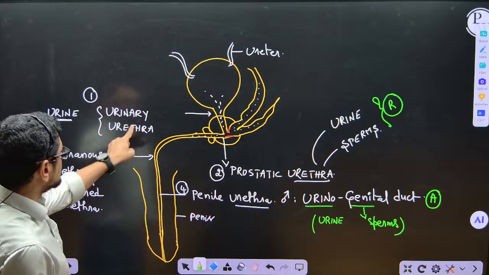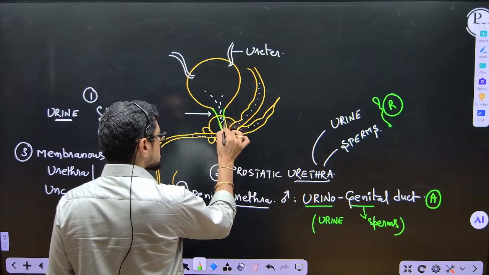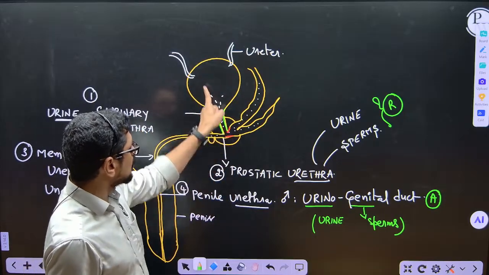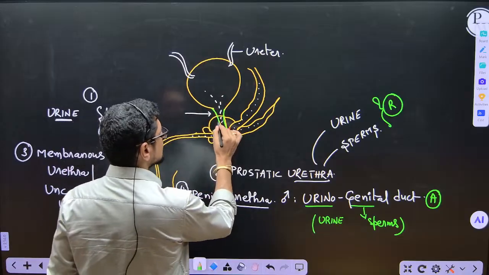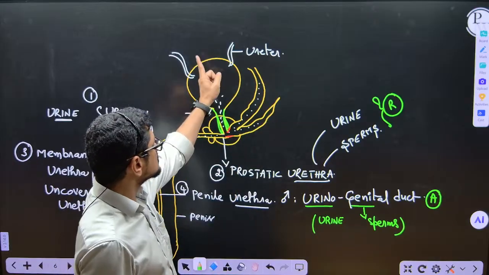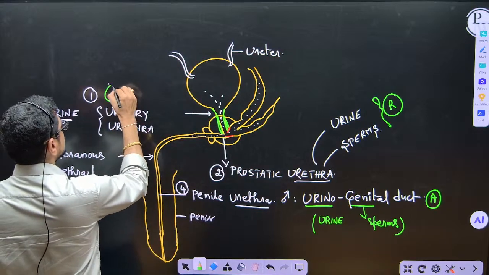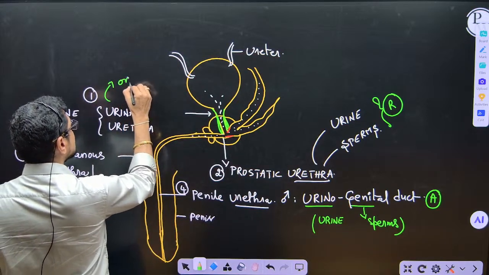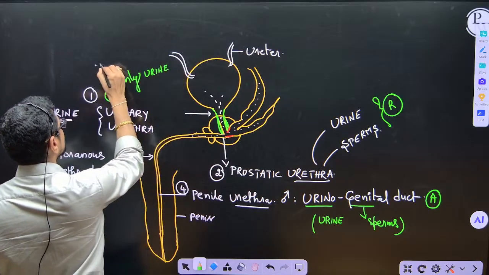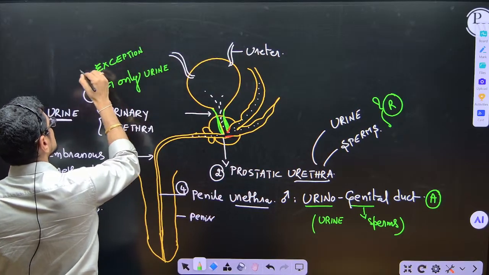But the urinary urethra is the only part of the urethra in case of males where only urine is present. How are the sperms present here? Sperms are coming here. Sperm won't go into this urinary bladder. Why? Because here there will be a sphincter. Sphincter is nothing but muscle. A muscle will be there, so sperms can't go. Sperms have to come in this direction. Urinary urethra is the only part of urethra where only urine is there. This is an exception.